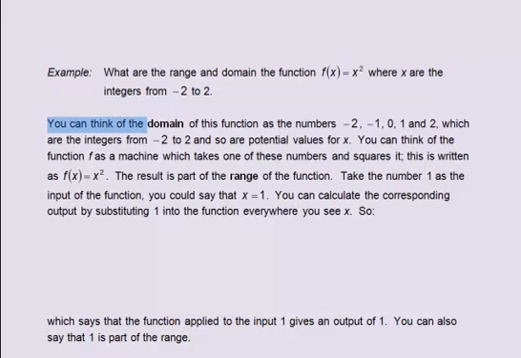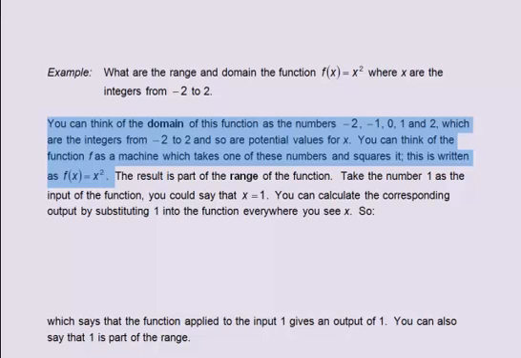You can think of the domain of this function as the numbers -2, -1, 0, 1 and 2, which are the integers from -2 to 2, and so are potential values for x. You can think of the function f as a machine which takes one of these numbers and squares it. This is written as f of x equals x squared. The result is part of the range of the function.